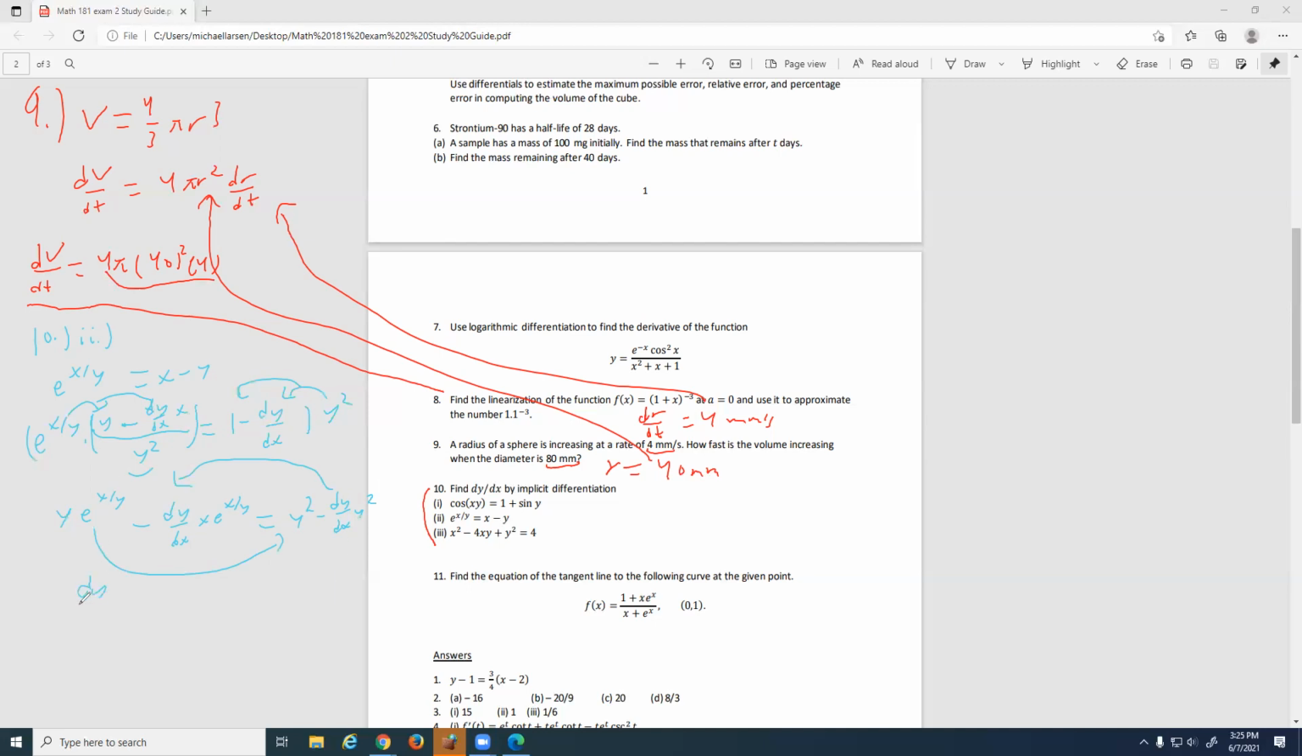So we'll have dy/dx outside of (y squared minus x e^(x/y)) is equal to y squared minus y e^(x/y). I did the factoring out of the dy/dx all in one step. And then from there, we can divide both sides by y squared minus x e^(x/y) and get dy/dx is equal to y squared minus y e^(x/y), all divided by y squared minus x e^(x/y). And that should be your answer for that one.